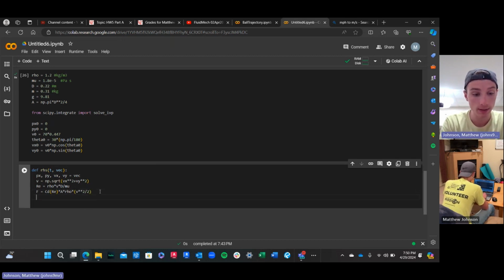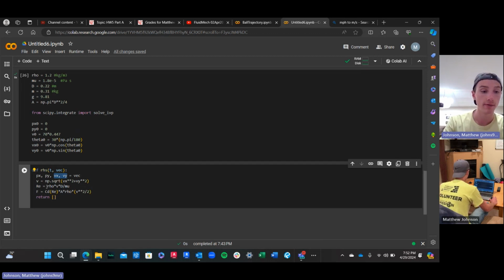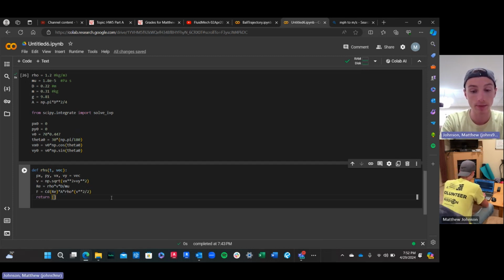Now we're doing all of this to return the following. We want to return effectively the derivatives of the vector. So we want to have not only the position and velocities, we want to have the now velocities and accelerations of the values here. So the position in the x, position in the y, obviously those are pretty easy. They become Vx and Vy. But the accelerations are a little bit harder.